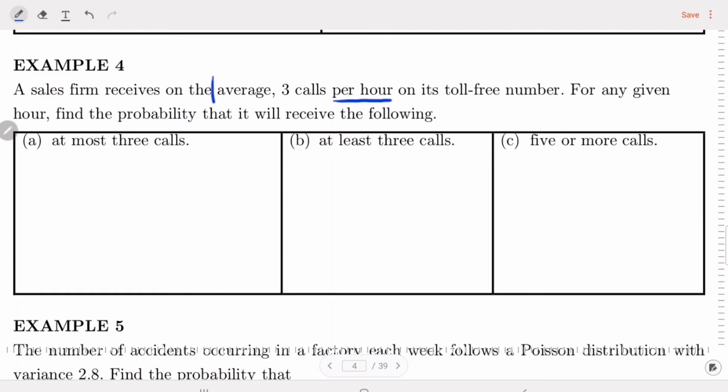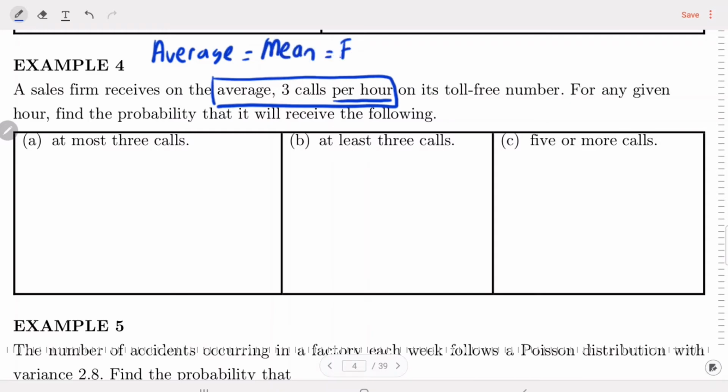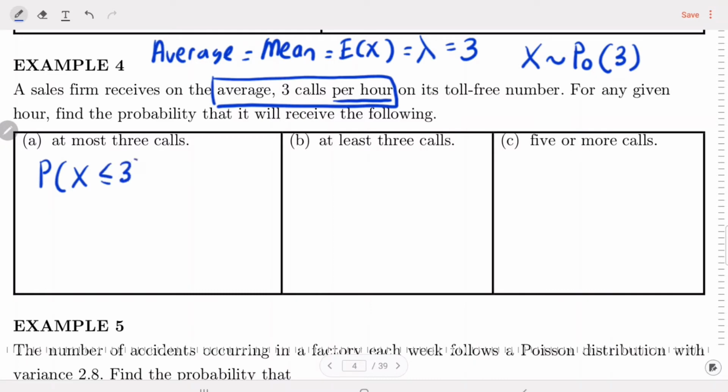Since we're given average 3 calls per hour, it means that average is actually equal to mean, which is equal to Ex, equal to lambda. So lambda is equal to 3 for this question. We can write it as x tilde Poisson, since it follows Poisson distribution, and lambda equal to 3. We would like to find the probability that it will receive at most 3 calls. At most 3 calls means x less than or equal to 3.